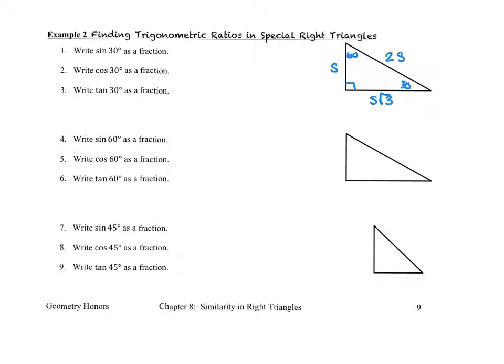If I'm going to write sine of 30, that would be opposite over hypotenuse, which is 2s. When I simplify that, the s's cancel, and I get 1 over 2, 1/2. And you can check that in your calculator. If you type sine of 30 in your calculator, sine 30, enter, you'll get 0.5, which is 1/2.